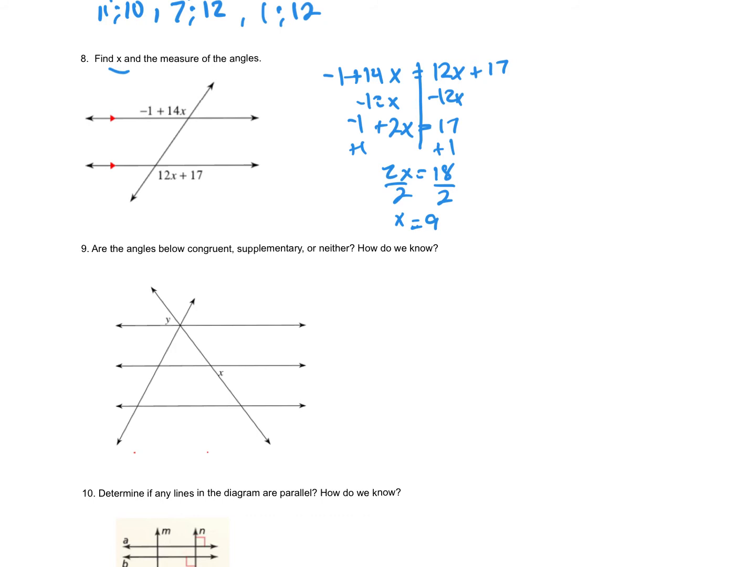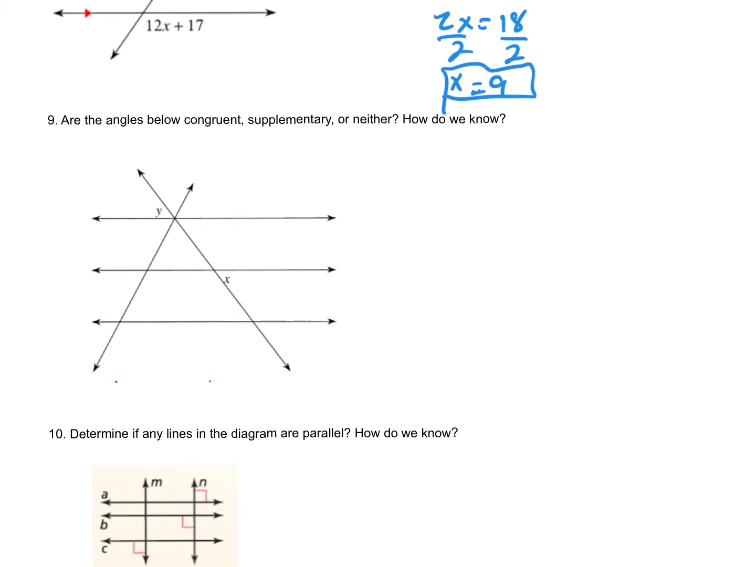To find the angle, I'm just going to plug it into one of the equations. So 12 times 9 plus 17. Punch that into the calculator. You should get 125 degrees. So my two answers are x equals 9 and the angle measure is 125 degrees.